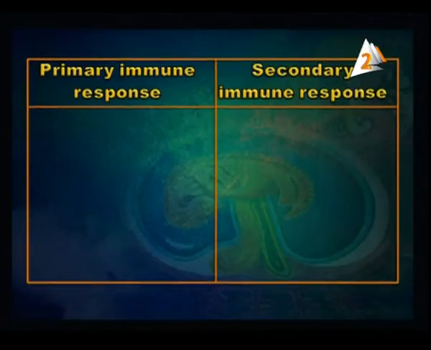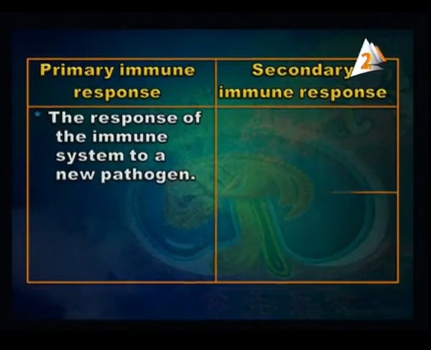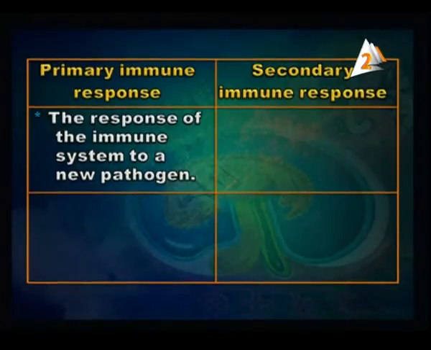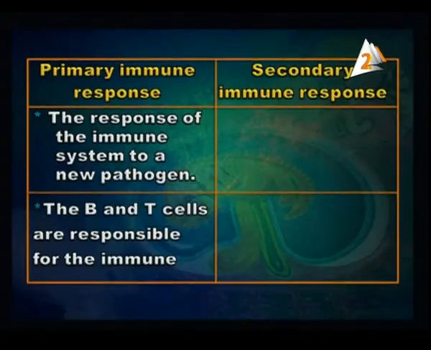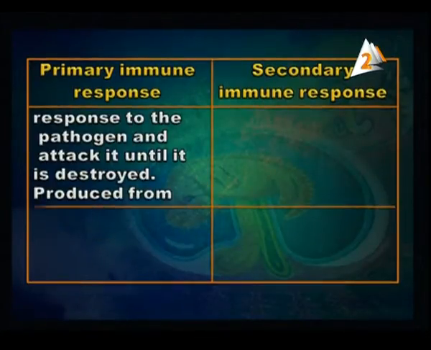Then what is the difference between the primary and secondary immune response? And what is meant by primary and what is meant by secondary? First of all, the primary immune response is the response of the immune system to a new pathogen. This pathogen entered for the first time. It is a new one. Then the B and the T cells are responsible for the immune response to the pathogen and attack it until it is destroyed.